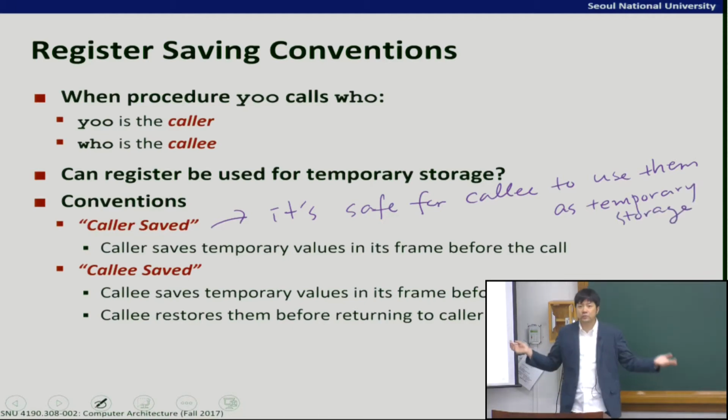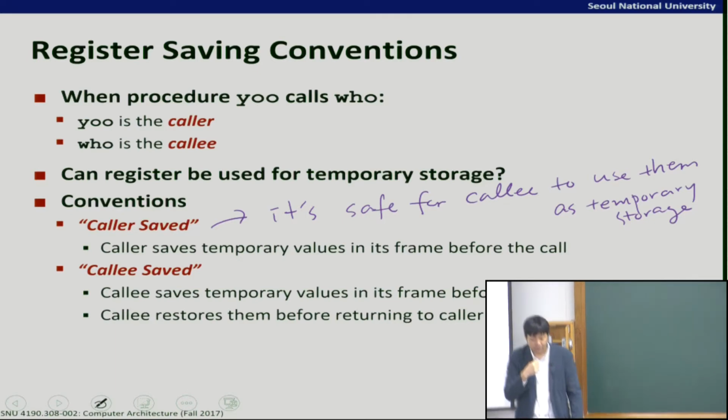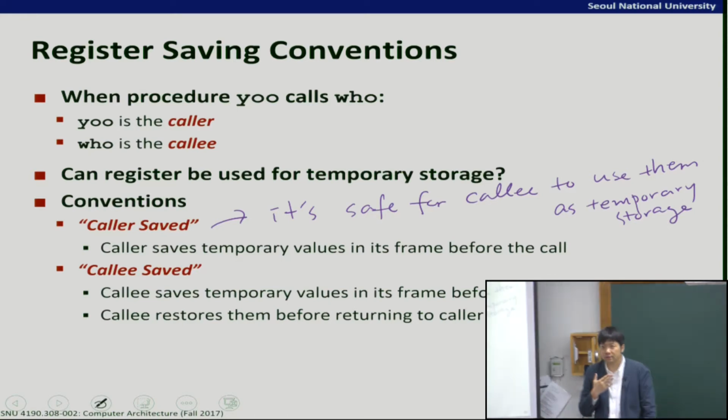Okay, so caller saved register means that it's the caller's responsibility. If you really want to preserve the value across the function call, you, the caller, must save the value before the function call, and then once you return from the function call, you have to recover it using a pop instruction or something. So you actually save your value into your stack frame before you execute the call, and then once you return, you recover this pushed value from the stack. It's the caller's responsibility.